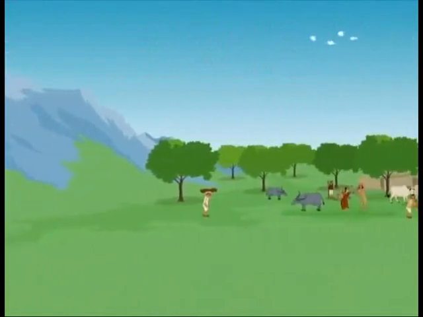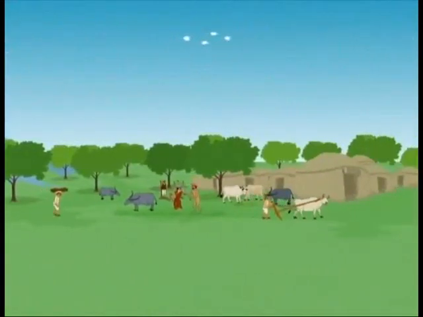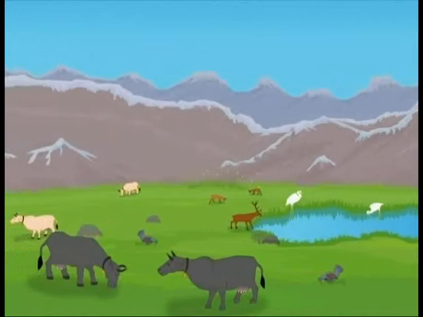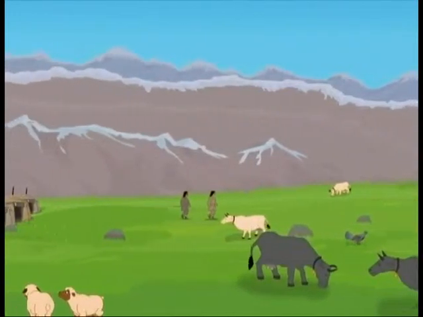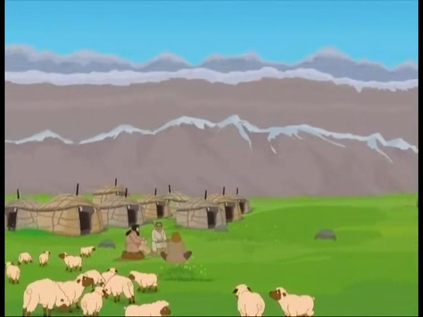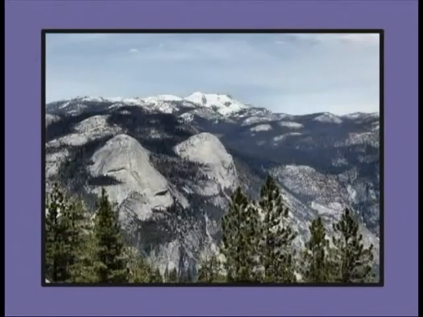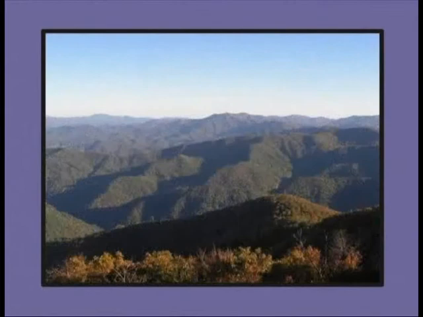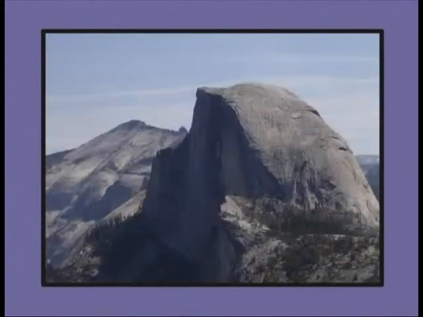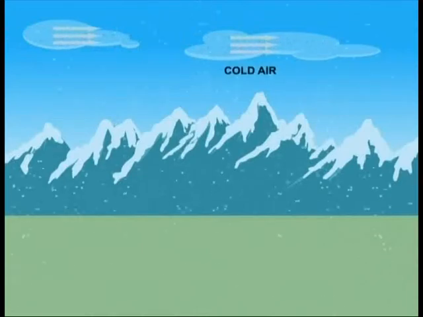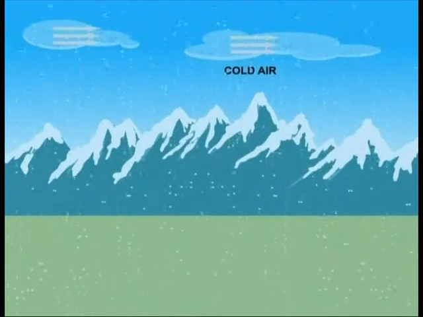The side facing away from the wind, called the lee side, is sheltered from the fierceness of the blowing wind. This provides an ideal place for vegetation and shelter for animals and people to live in. Snowfalls are also heavy on some mountains, but it does not snow on all mountains. For the snow to fall, the air has to be cold and moisture-laden.